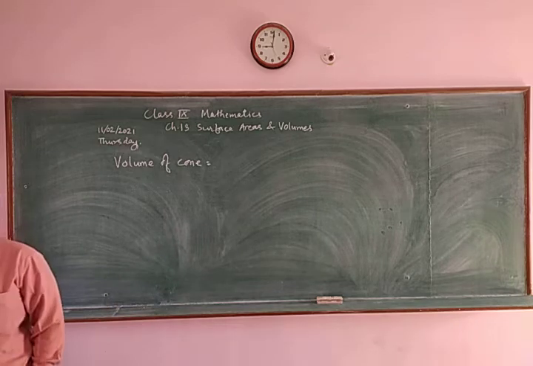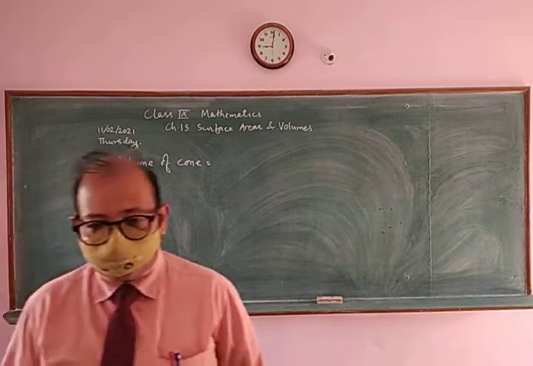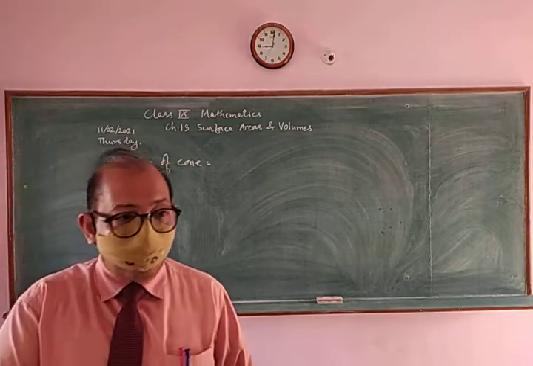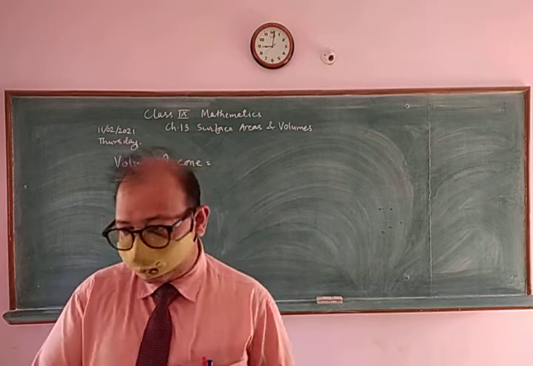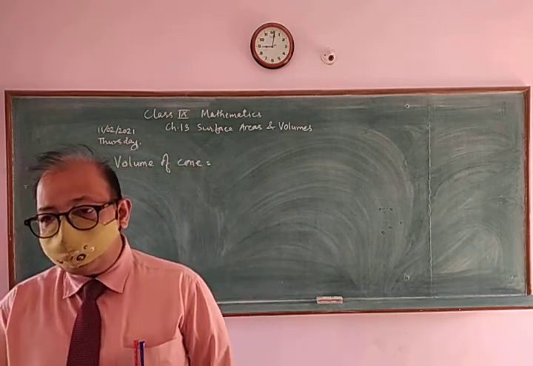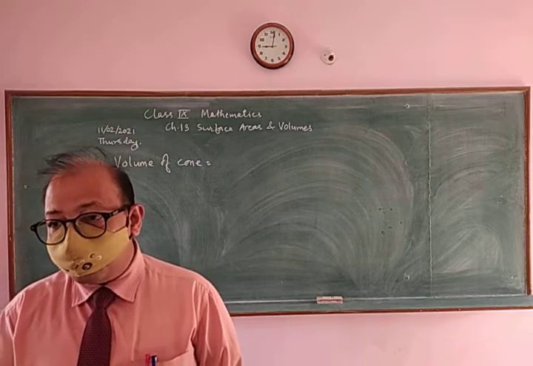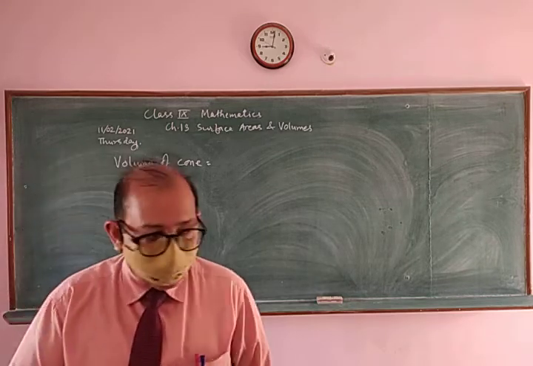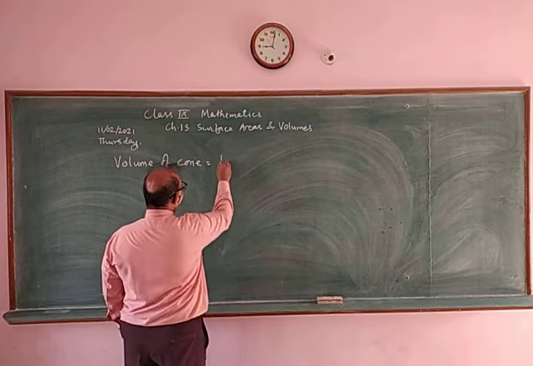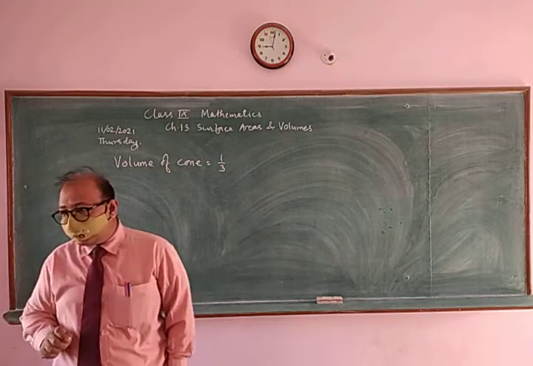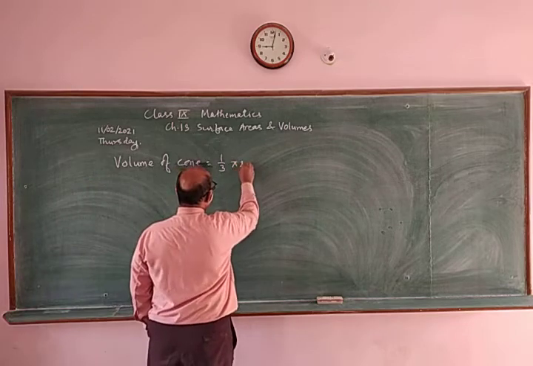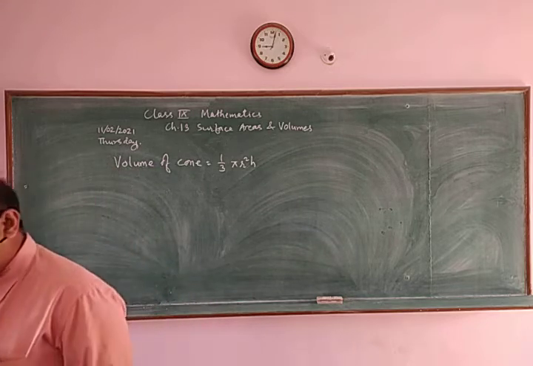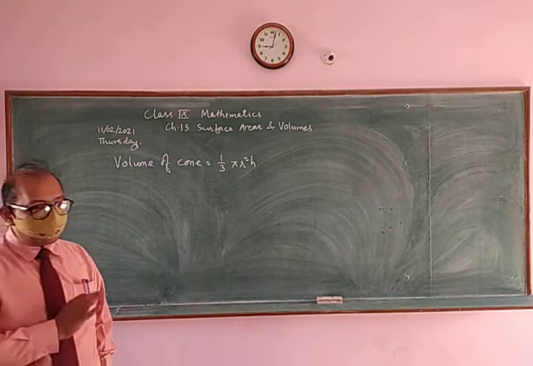Volume of cone. It has been observed that the volume of a cone is 1/3 of the volume of a cylinder of the same radius and same height. So volume of cone is equal to 1/3. Now what is the volume of a cylinder? Pi r square h. So volume of cone is equal to 1/3 pi r square h. This is the volume of cone.